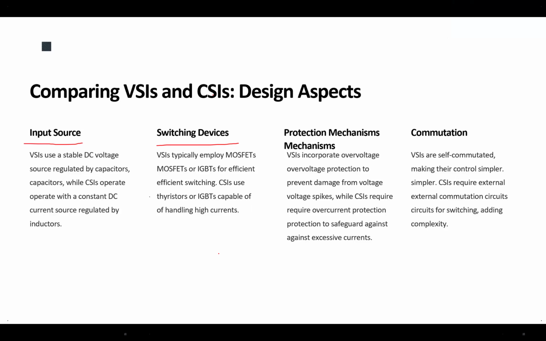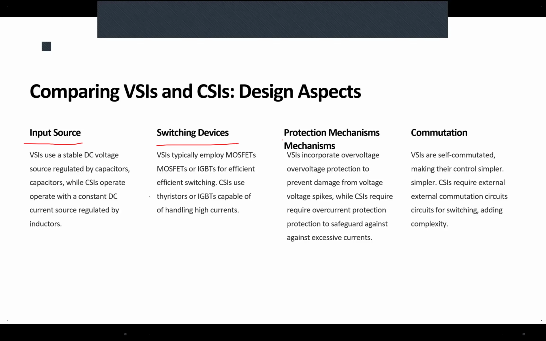Now, another part is the protection mechanism. Based on the nature of their work, you can guess that when you want to protect voltage source inverters and current source inverters, because the voltage source works with the voltage and the current source works with the current, the type of protection that you use should be different. So the VSI normally incorporates over voltage protection, while CSI normally requires over current protection.